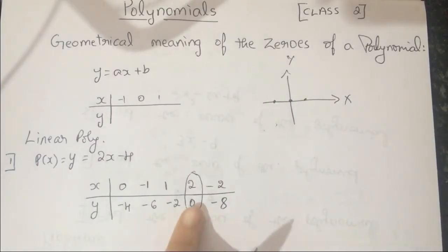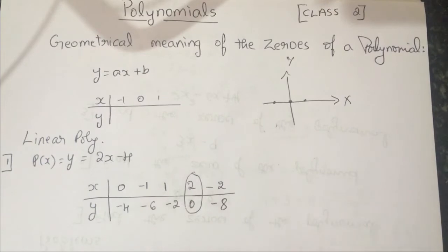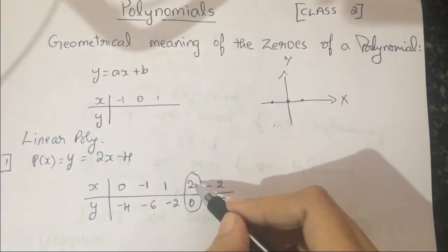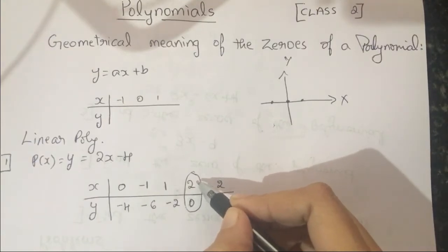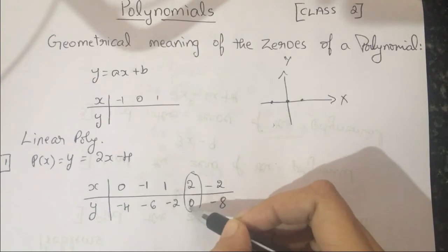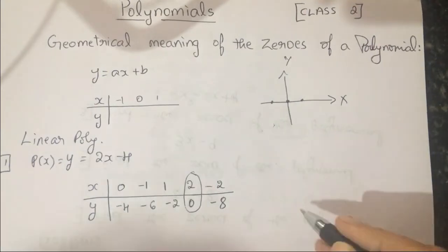Y becoming 0 means zeros of the polynomial. I explained about zeros of a polynomial in my last video. So zeros of the polynomials are the x coordinates of the points where the value of the polynomial y becomes 0, right? So we'll try to draw this graph.